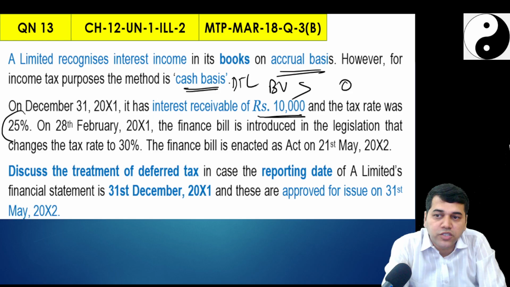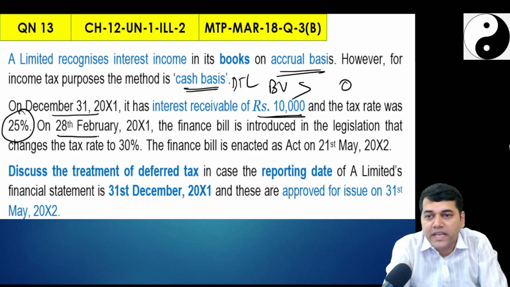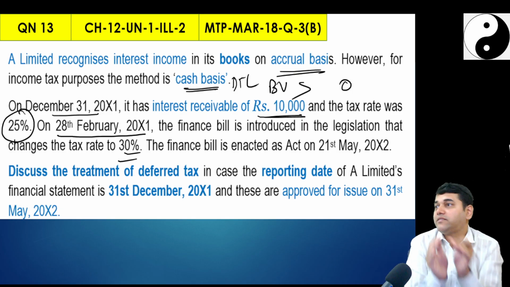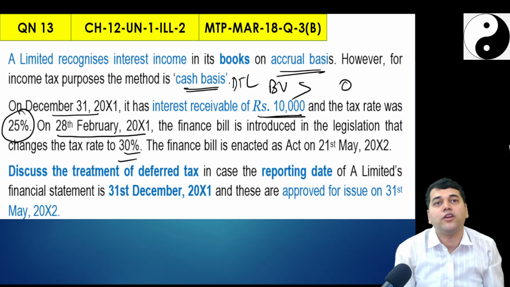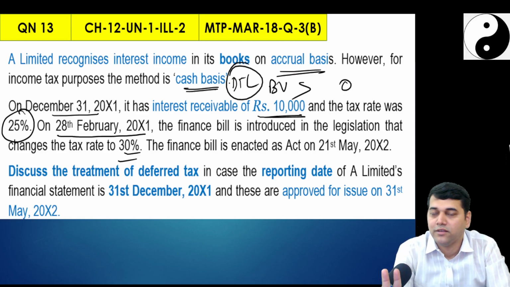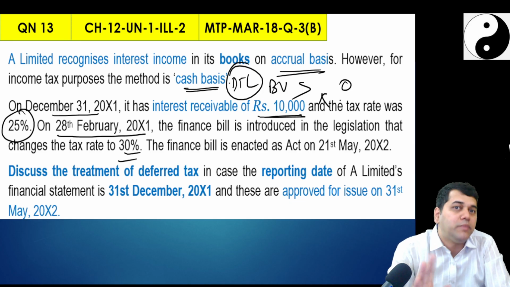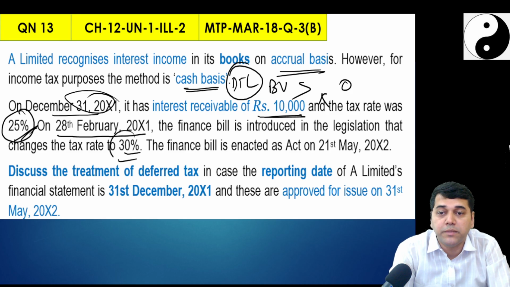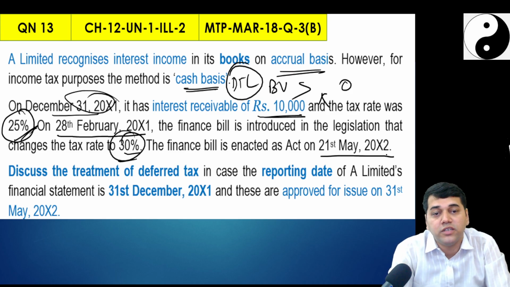Now, the tax rate was 25% on 31st December. Now, on 28th of February 2011, the Finance Bill introduced legislation that changed the tax rate to 30%. Now, the question comes, will I multiply this? See, there is no dispute whether it is deductible or taxable, the three conditions are not applicable, because for DTL there are no three conditions. So on 10,000, I have to multiply only. I have to recognize the liability. But the question is, will I use 25%, which was there on 31st December, or 30%? The Finance Bill was enacted on 21st of May.